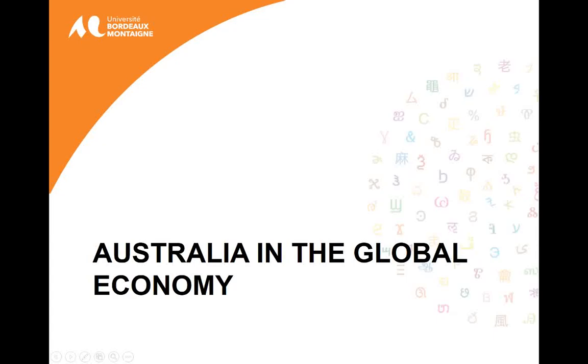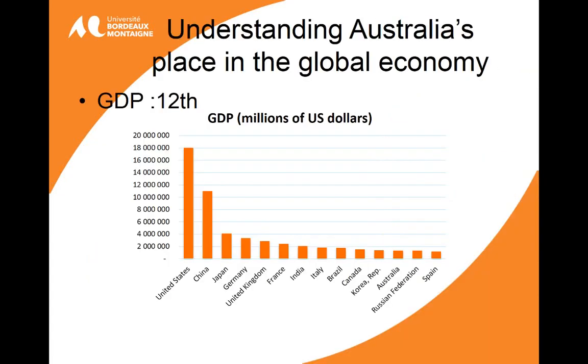Right, so Australia in the global economy. What do you need to understand about Australia's place in the global economy? Here you have how Australia ranks in terms of GDP. It's the 12th economy. This means that Australia is doing better than almost 200 other economies, but obviously, if you compare it to giants like the US, the EU, China, Japan, it's relatively small.